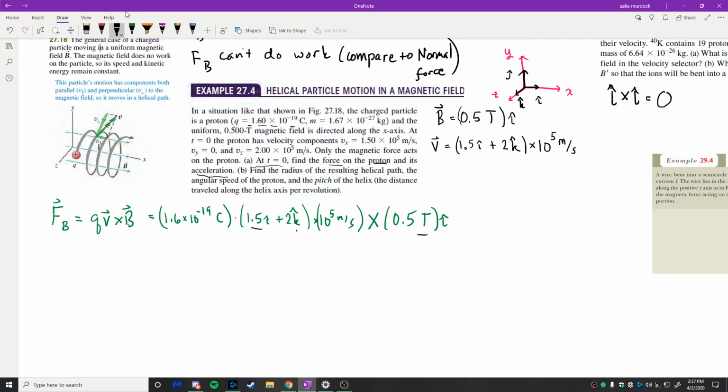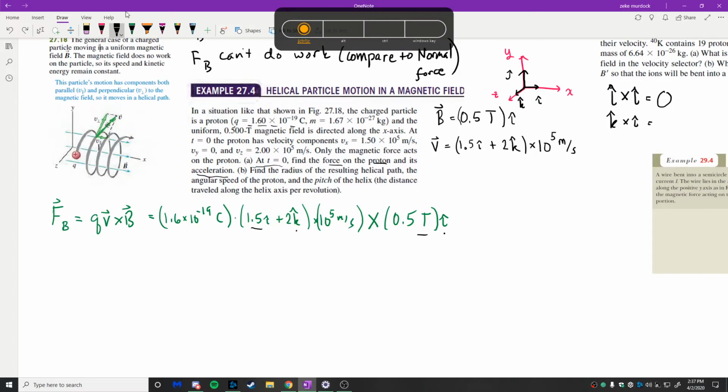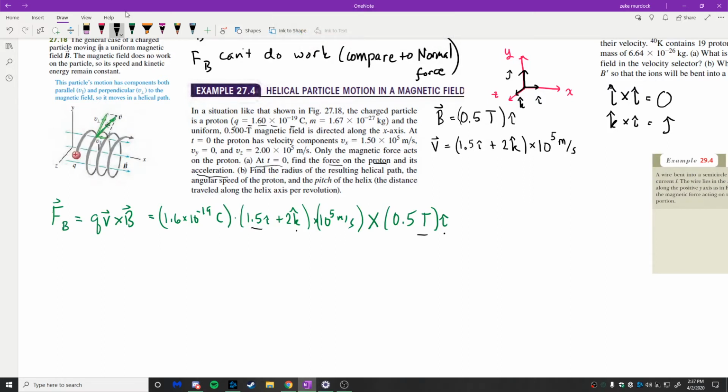What about the other term, which is k cross i? What's that equal to? The magnitude is 1, but the direction is going to be one of the other vectors. If you point your fingers in the direction of z, which is coming out of the screen, and then rotate your fingers to x, which is to the right, what direction does your thumb point? It's positive j hat. So k cross i is j hat. So what we're going to get out of this whole equation is that the 1.5 i hat term gives nothing.